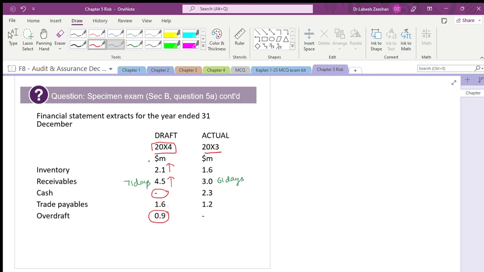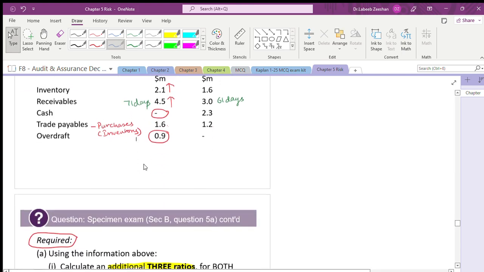Now what happened to inventory? Where do payables come from? Payables come from purchases. What are we purchasing? We are purchasing inventory. When we are receiving the amount late, delayed, definitely we will be in a position to pay in a delayed mode only. That's what we are talking about in terms of trade payables.